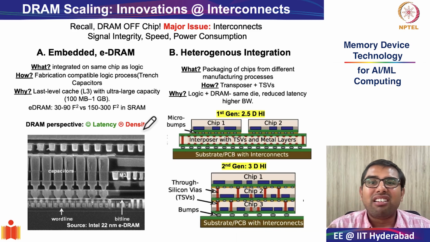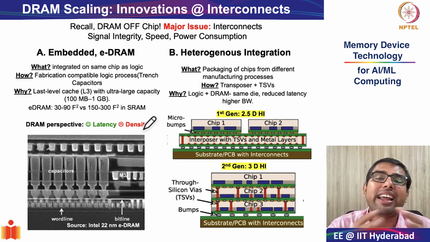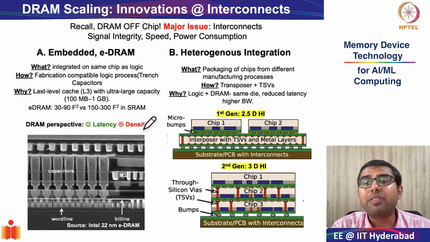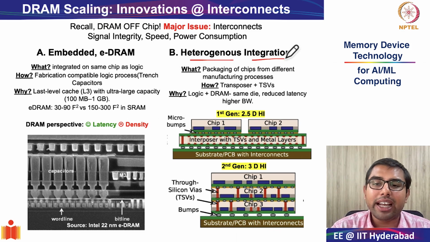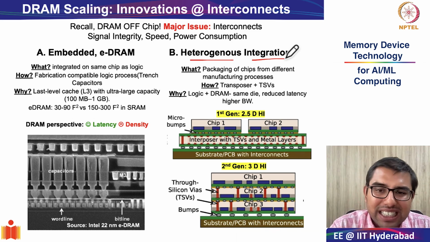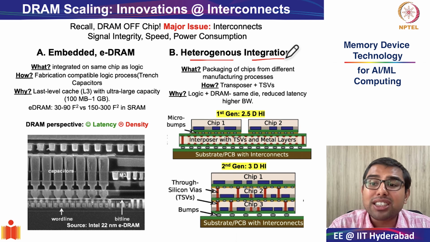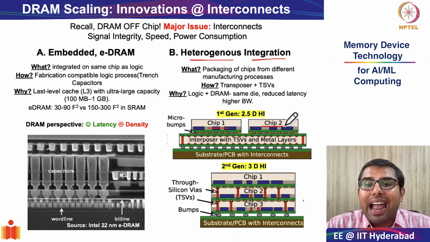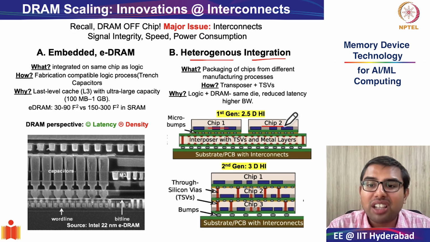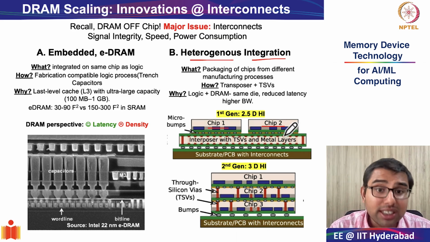The other advancement is in packaging technology. In packaging technology, there is a very new concept of heterogeneous integration. What is this concept of heterogeneous integration? Heterogeneous integration is basically the assembly or advanced packaging of multiple components, different chips which have been fabricated by completely different processes. You bring them and integrate them into the same functional system or the same chip package.